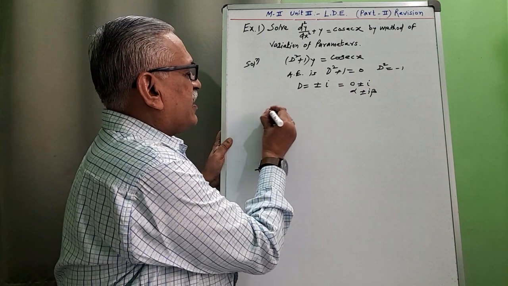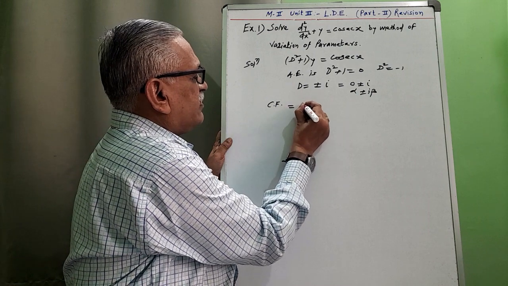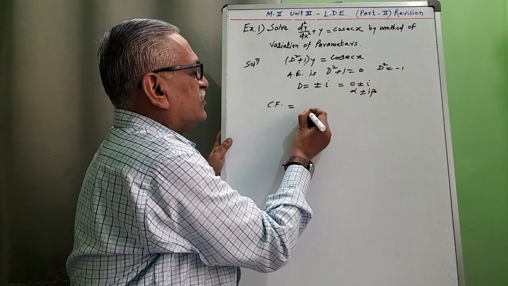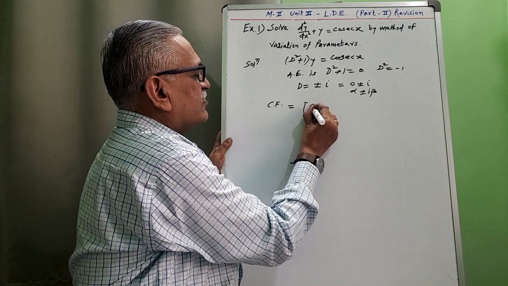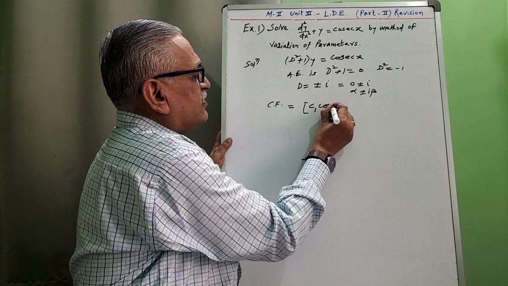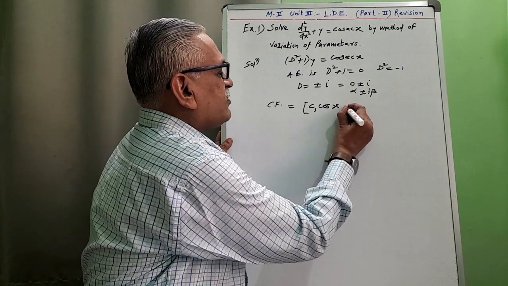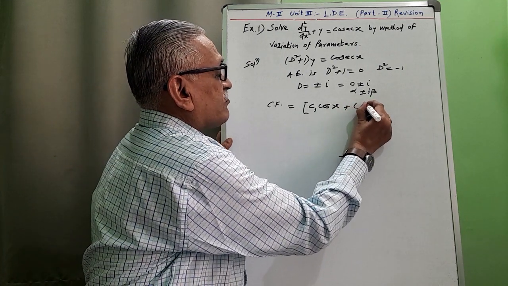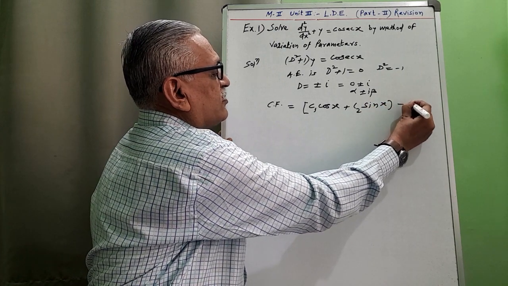Roots are imaginary, and as roots are imaginary, complementary function is given by e raised to alpha x, e raised to 0x, that is 1, into C1 cos of beta x, C1 cos of x, beta is here 1, and plus C2 sin of x. We call this equation 1.